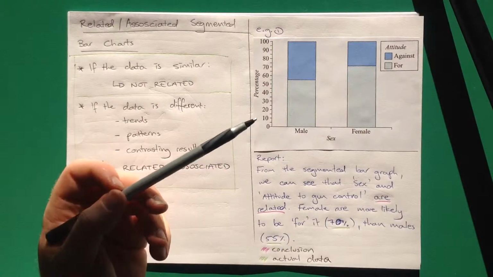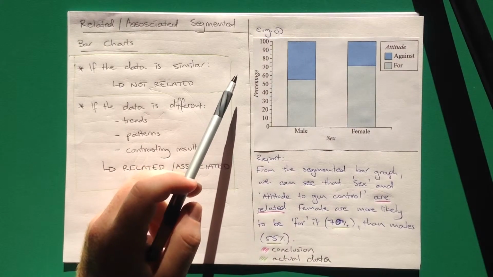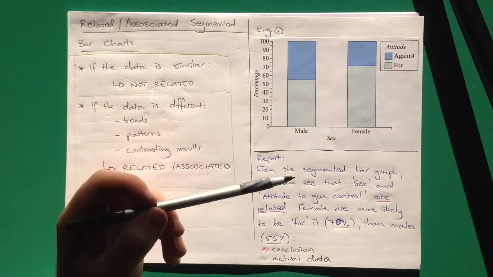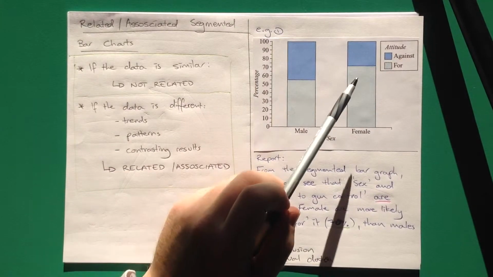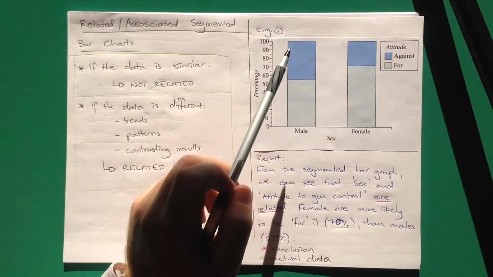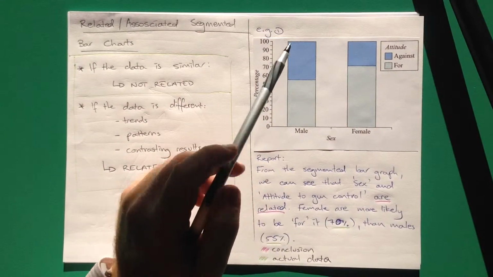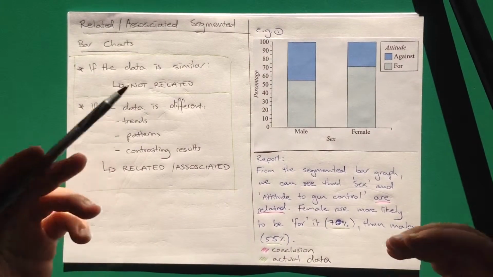From the segmented bar graph, we can see that sex, that's this variable, and attitude to gun control are related. Females are more likely to be for it, 70%, than males, 55%. So I'm saying, because females are more likely to be for gun control, therefore it does matter if you're a female or a male in what your opinion is, so those two variables are related.